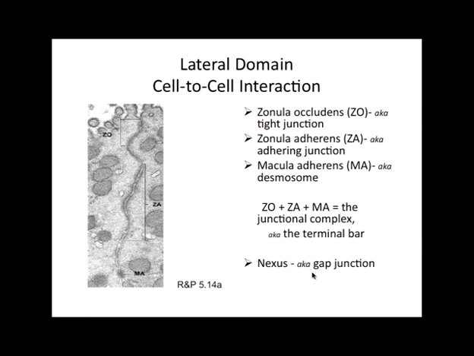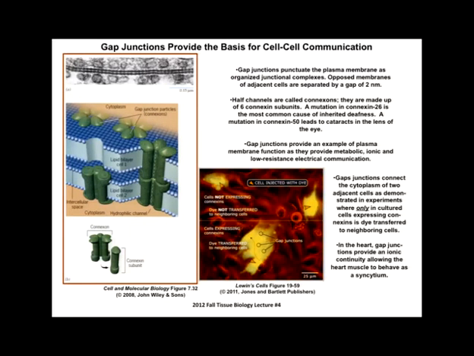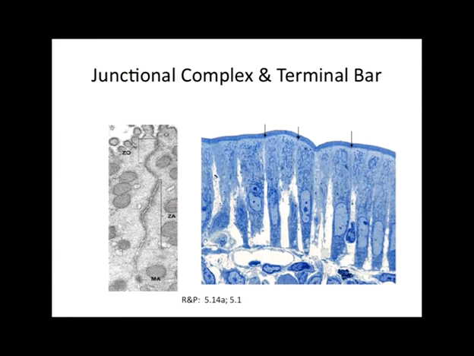Also, there is another communicating junction, the gap junction, or the nexus, found in muscle tissues. You'll probably hear about that next week, and in the intestinal tissues and nerve tissues. I'm not going to go into the gap junction, that's Dr. Rogalski's lecture. Okay? Remember it for next week. Okay, so the junctional complex and the terminal bar: zonula occludens, zonula adherens, macula adherens. Just remember what the letters stand for, all right?